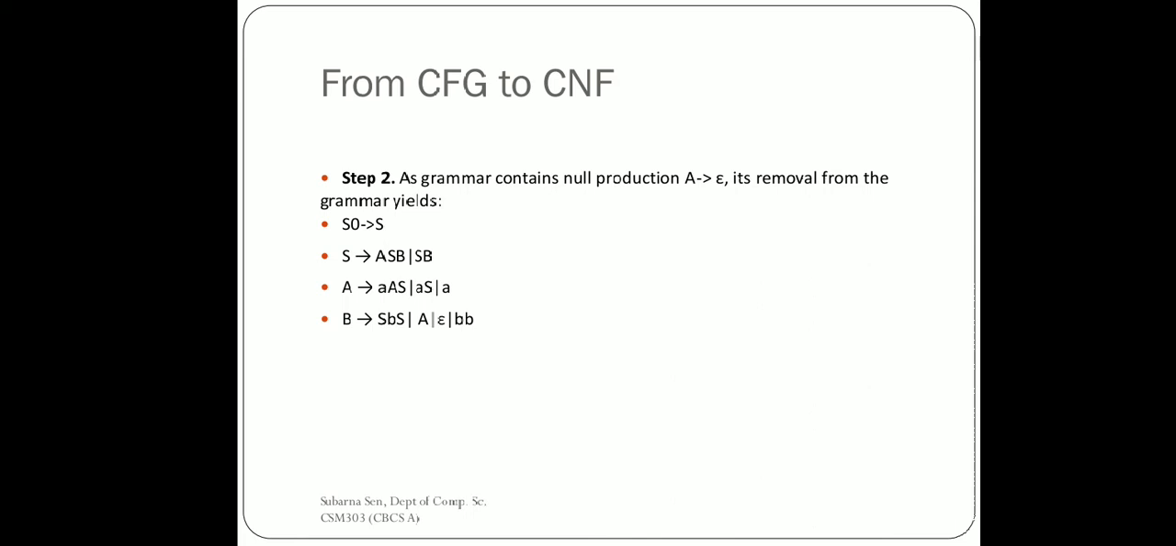This B can derive capital S, small b, capital S. It is okay, no issue with this one. But if you have this capital A, B can derive capital A. So here unnecessarily one epsilon production is already there.